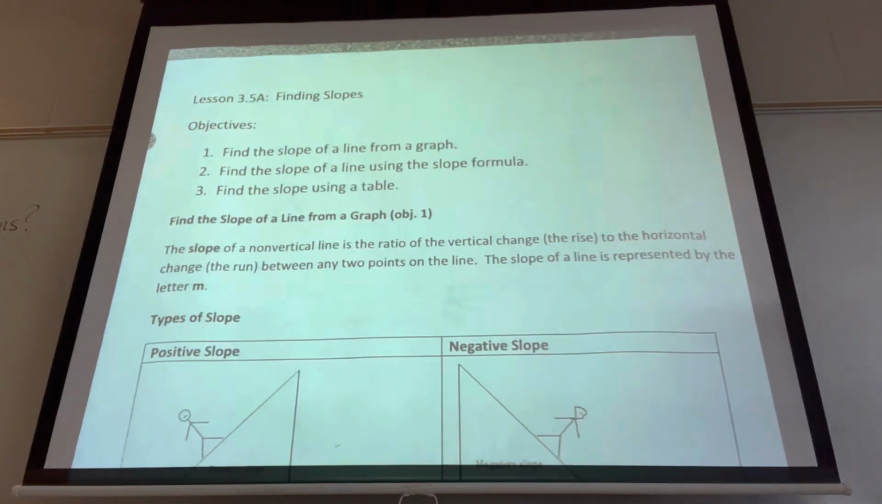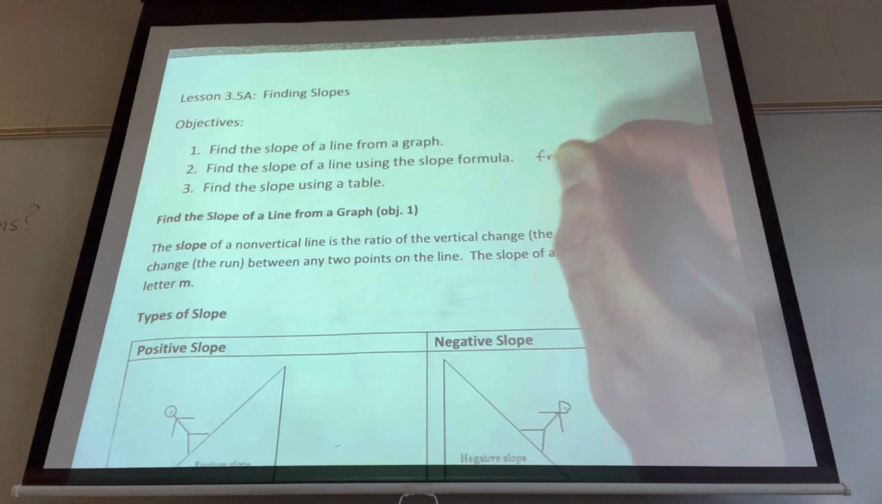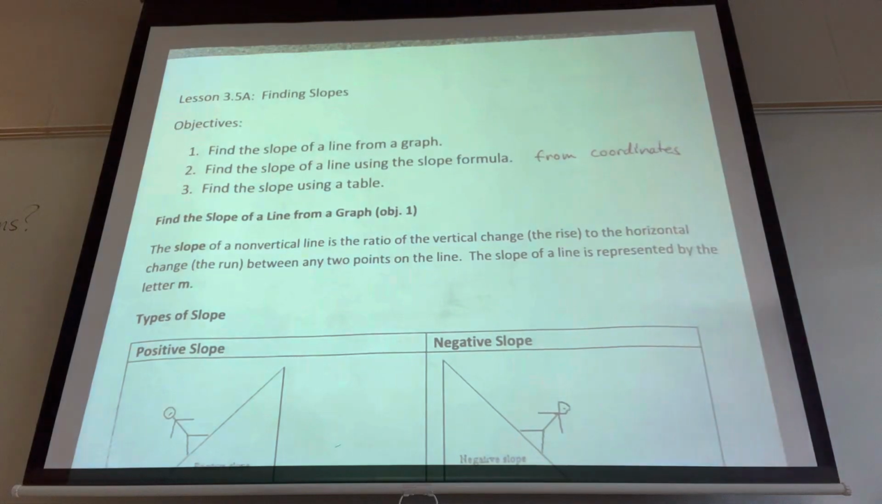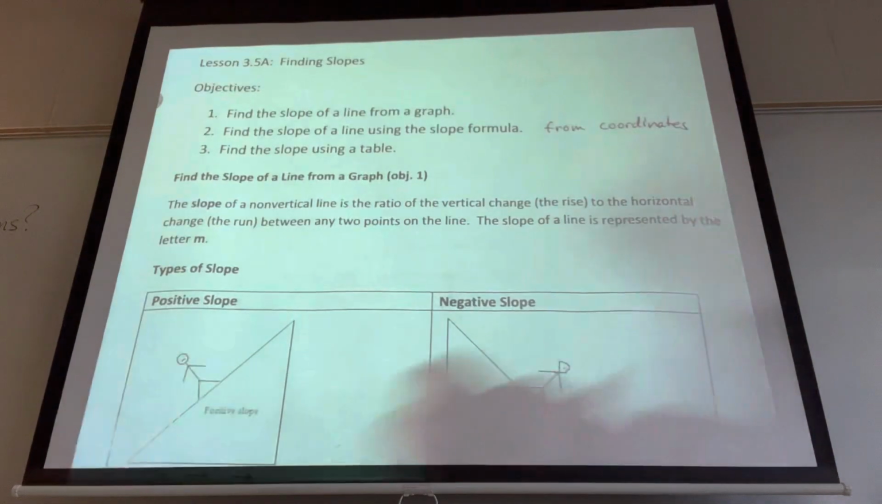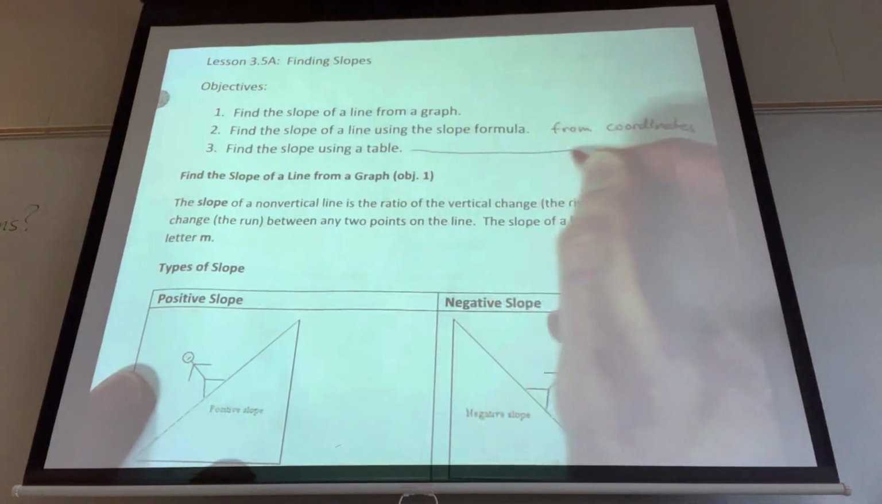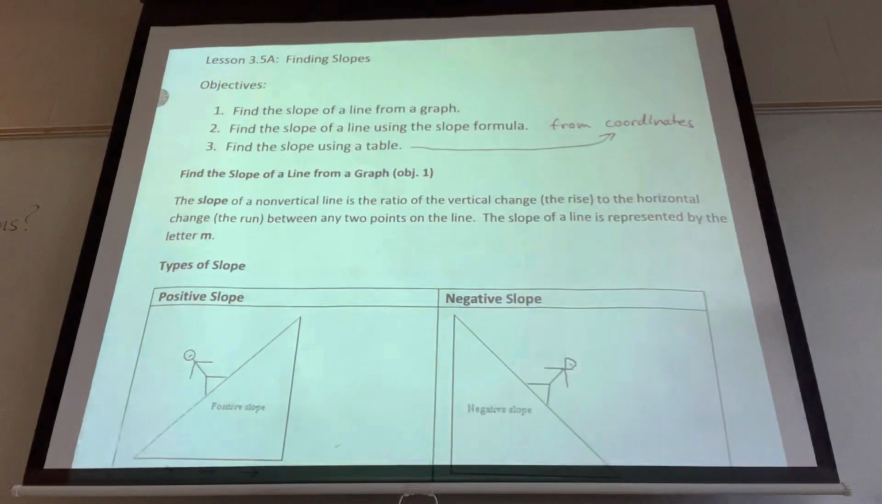So notice our objectives. We're going to find the slope of a line from a graph. We're going to find the slope of a line using the slope formula. Now, here's the thing. The slope formula is not y equals mx plus b. That's slope-intercept form. That's different. But the slope formula is where you can find the slope from coordinates. And we'll maybe get to that today. And then we're also going to find the slope from a table, and that's actually going to be doing the same thing. We're going to get coordinates from a table, and then we'll be able to use the slope formula.